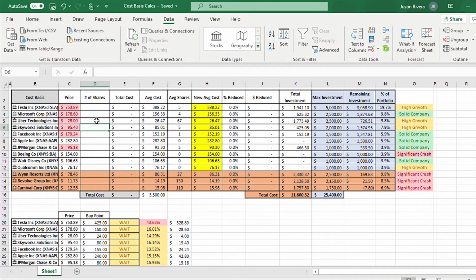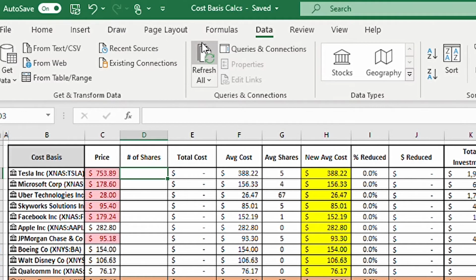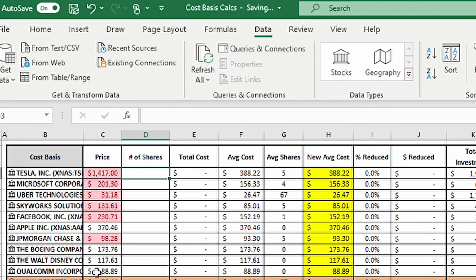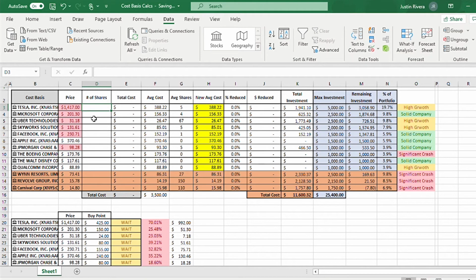And really all I have to do with this is put in the number of shares that I want. But first you got to make sure it's updated and refreshed, and you can see that it's automatically updated all the stock prices. So all I got to do is put in the shares that I want to buy. So maybe I want to buy 5 more Skyworks Solution shares. Automatically you can see that it tells me what the total cost of that investment is going to be, and then what my new average cost is at this current stock price level.